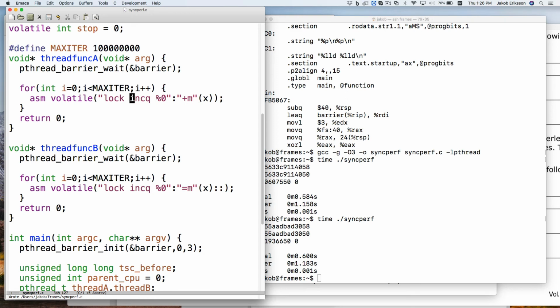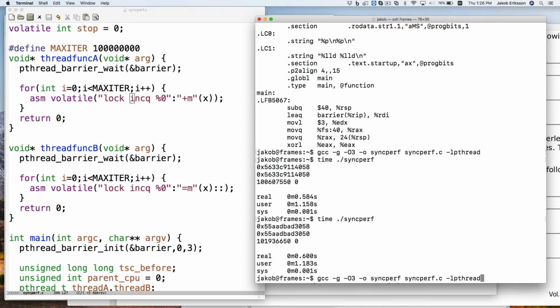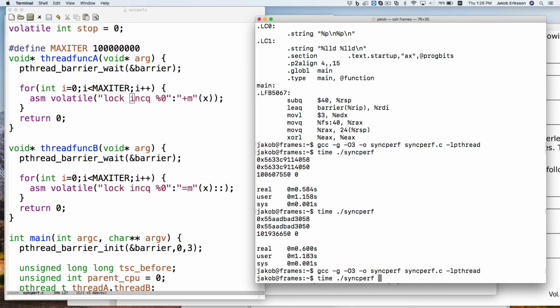So the deal with locked instructions is there is a total order across all the CPUs of all locked instructions. And this actually expands to several microcode instructions, but that doesn't matter. The whole thing executes atomically. So now the read, the inc, and the write happen together, and then that one gets to go. So that means we should get correct output. But what kind of performance can we expect?